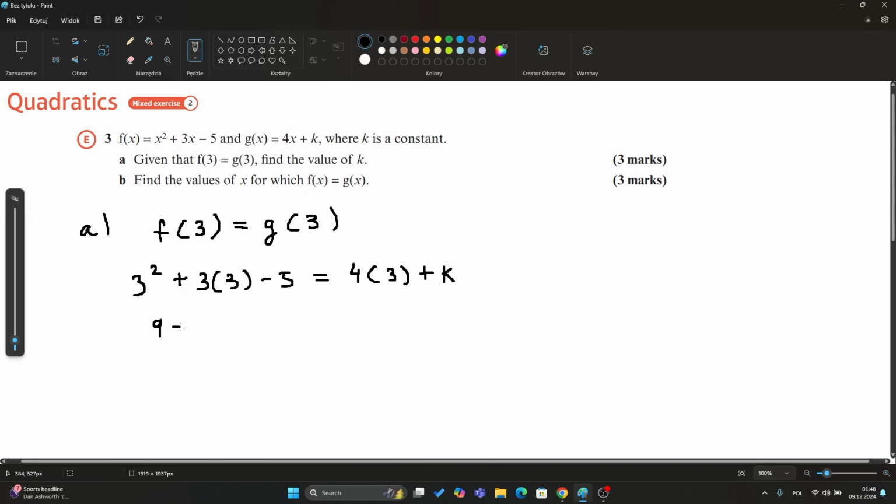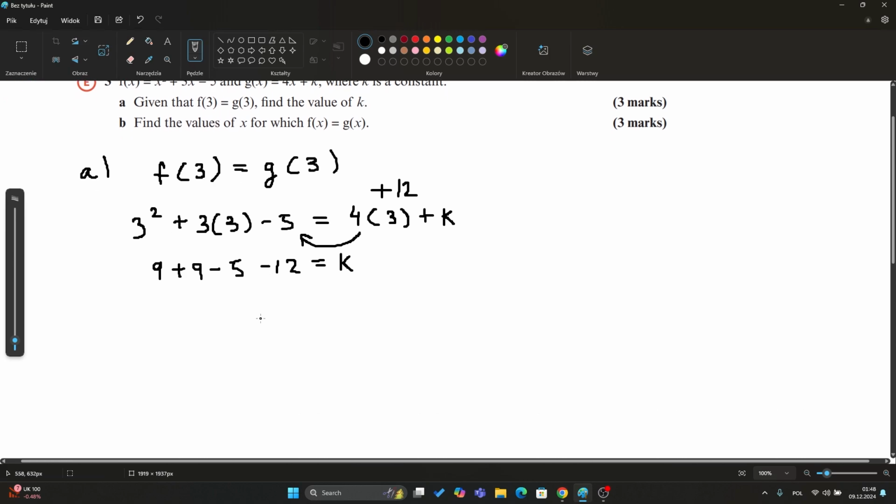So now 9 plus 9 minus 5 minus 12 will equal k, because here 3 squared is 9, 3 times 3 is 9, minus 5 is minus 5, and we bring minus 12 to this side because we get plus 12 from the result of 4 times 3, so I just brought it to the other side in one go, and now we can solve it. So 18 minus 17 equals k, 1 equals k, so k equals 1.